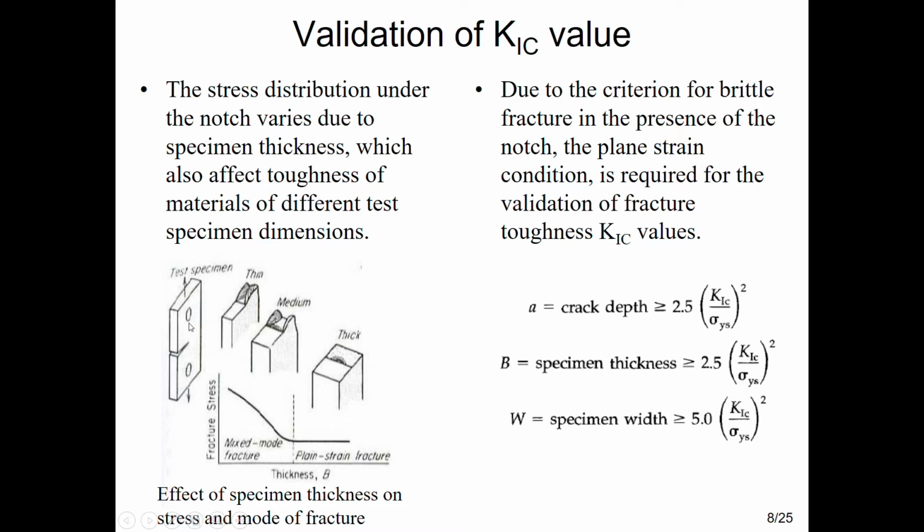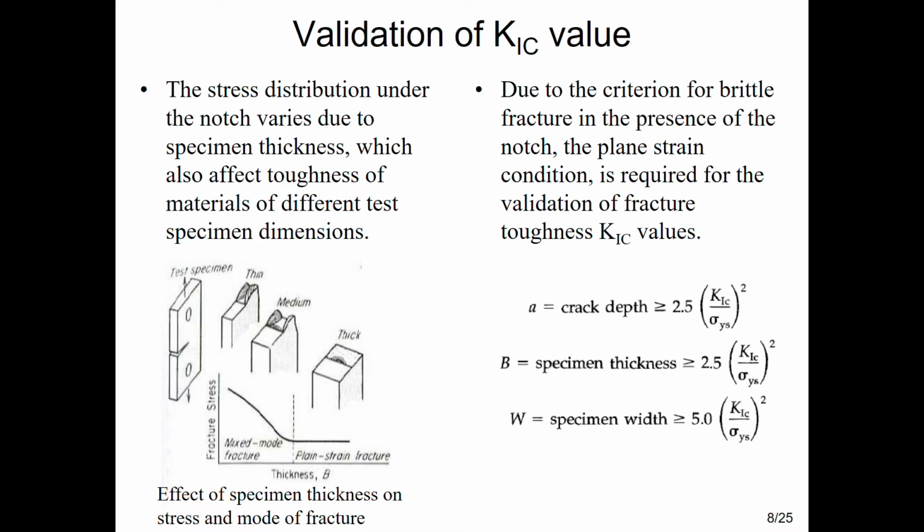Okay, I have a test specimen, but at the edge of that, some kind of thin, medium, or thick. So we can plot here the thickness B versus the fracture stress, and then we can check what type of mode we're going to have. For example, in this region, I will get mixed mode fracture, while this region will be plane strain fracture. So if we obtain this type of graph, it is actually referring to the effect of specimen thickness on stress and mode of fracture.